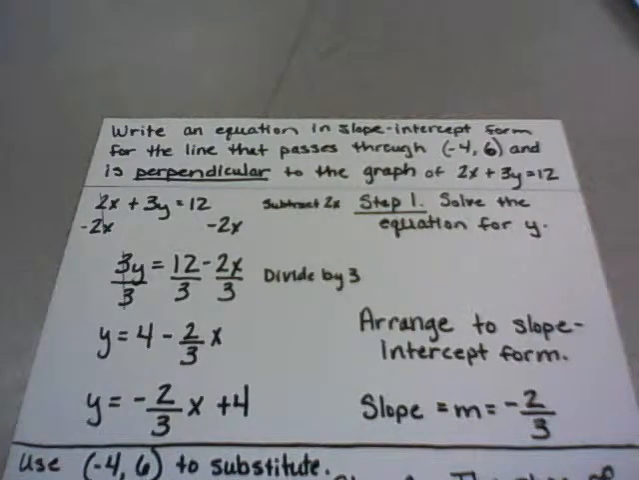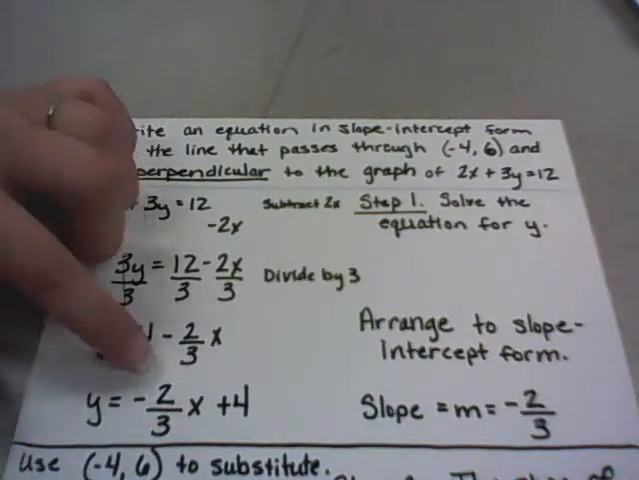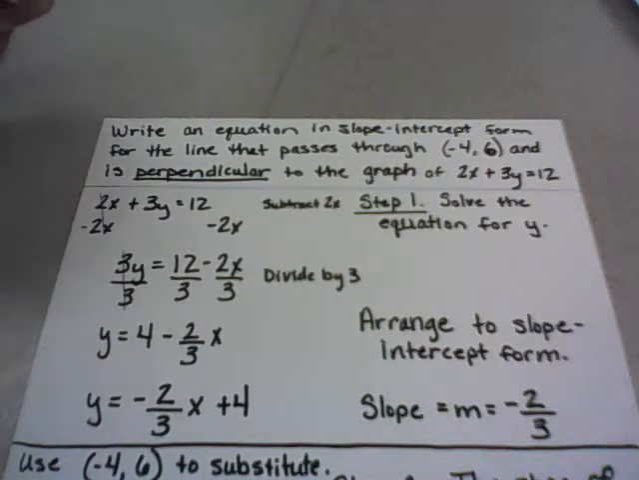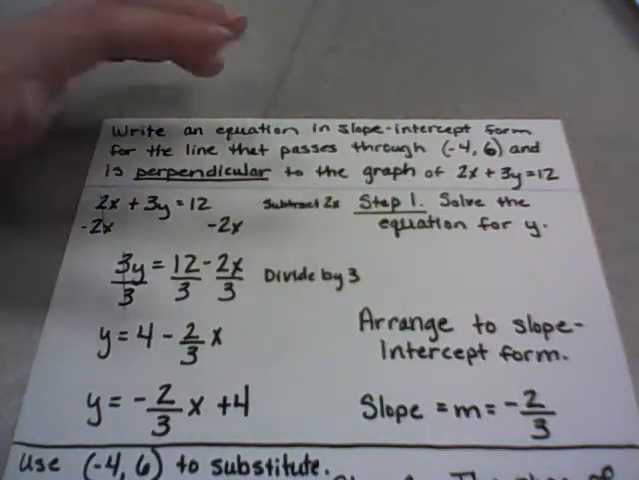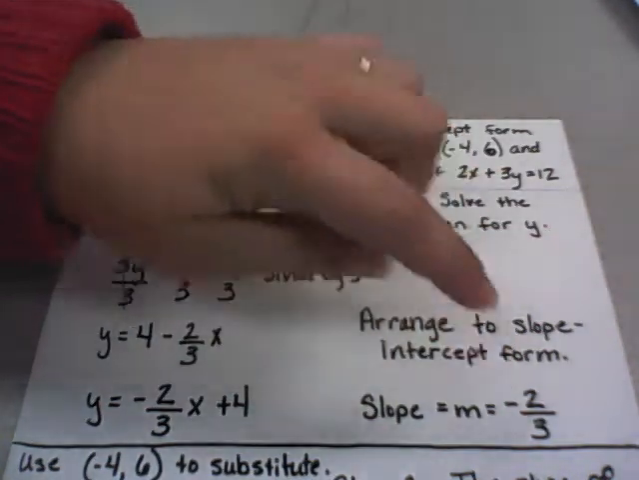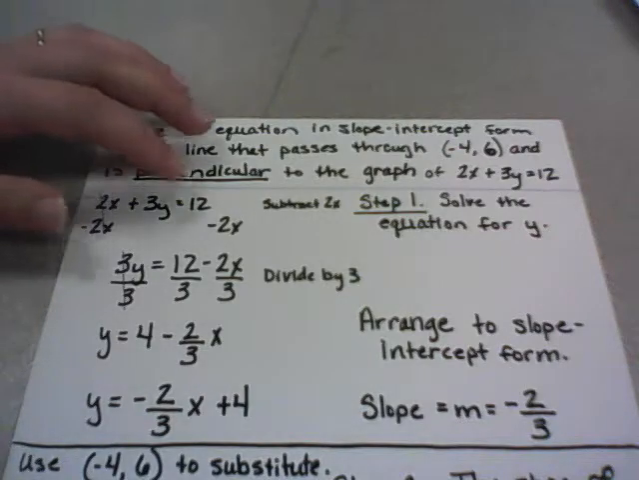Now it's not quite slope-intercept form, so I'm just going to rearrange it. All I need to do is switch my 4 and my -2/3 x so that I have y = -2/3 x + 4. So by doing this part, I have found that the slope of my equation is -2/3.